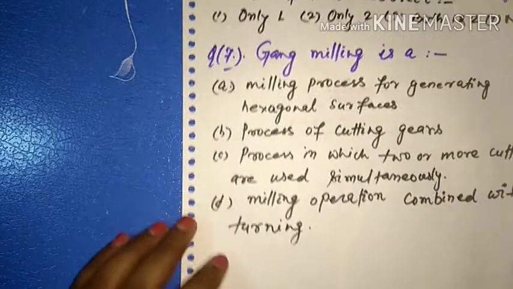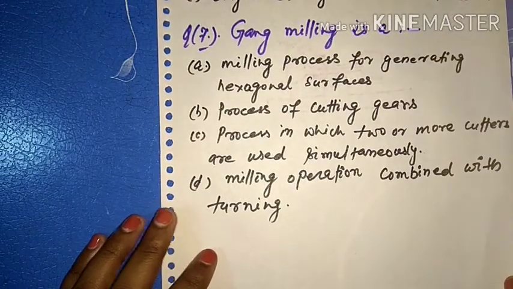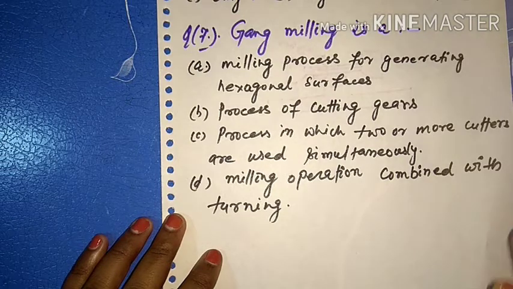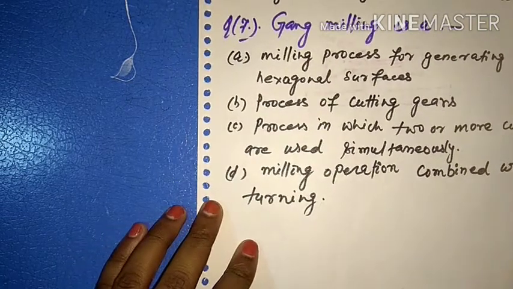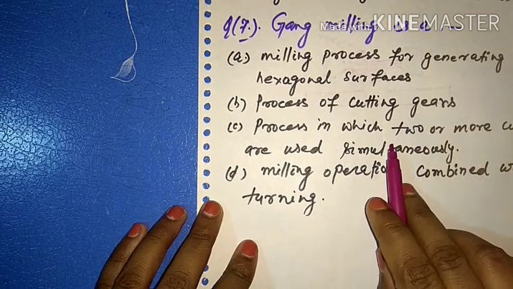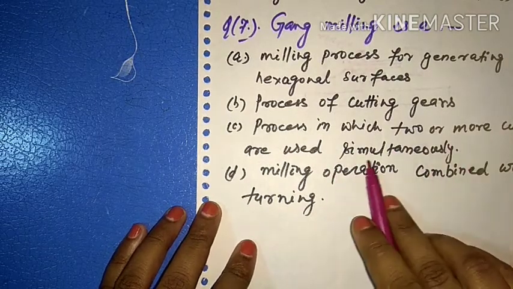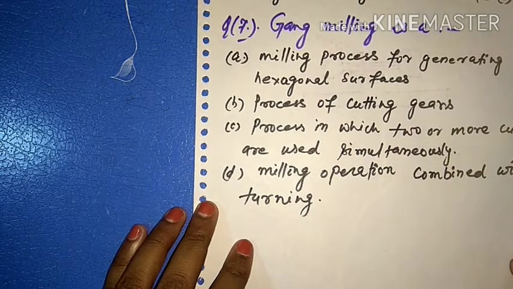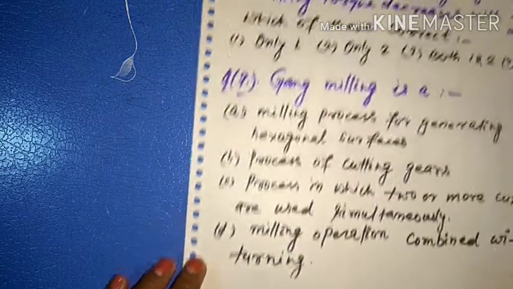So but in gang milling, which involves the use of combination of more than 2 cutters mounted on a common arbor. So option C, process in which two or more cutters are used simultaneously, is the correct answer. So option C is the correct answer.